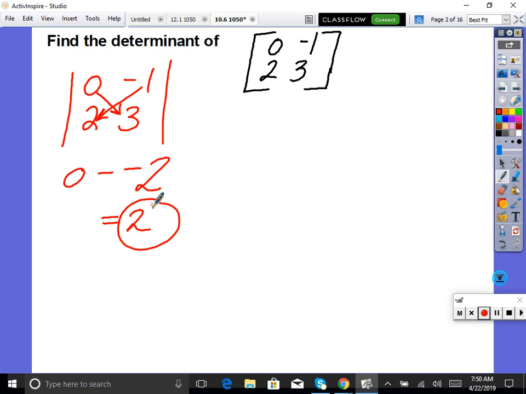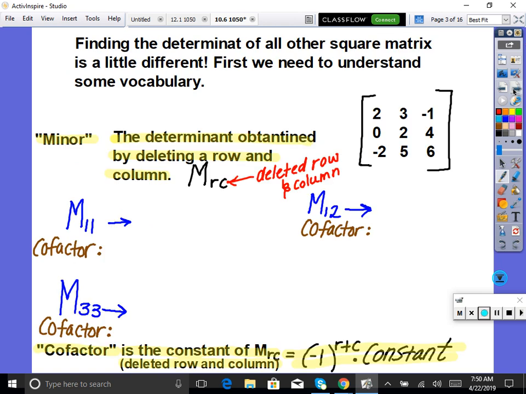Therefore, does this matrix have an inverse? Yes, because the determinant's not 0. Does that make sense? I didn't ask you to find the inverse, I just asked you to find the determinant. And then I was just doing that as a besides the fact. You just do A times D minus B times C, right? Okay, so that's how you find the determinant. Super easy for a 2 by 2 matrix.